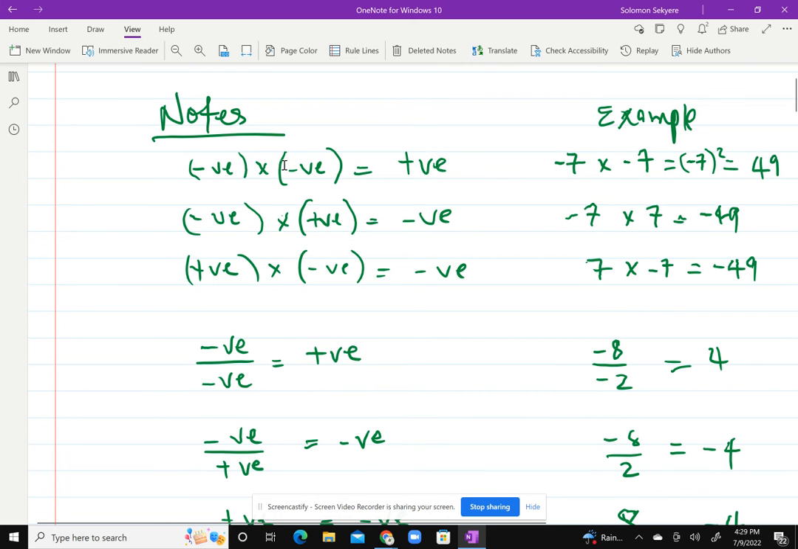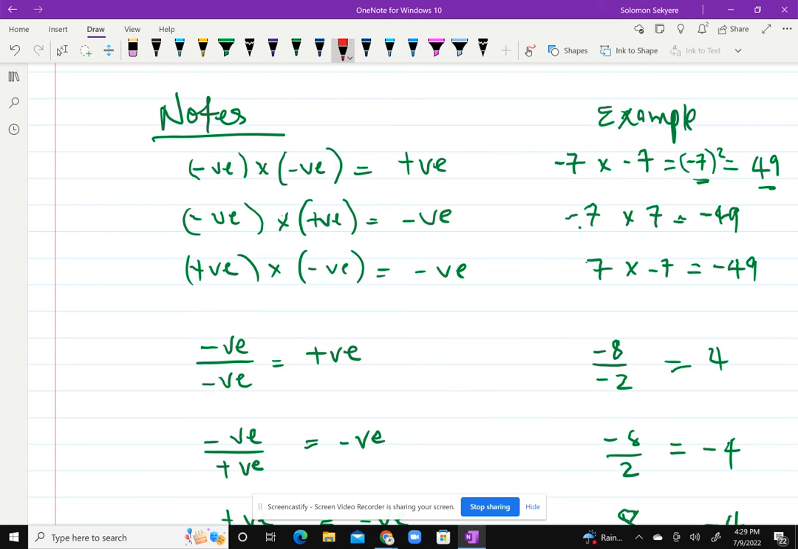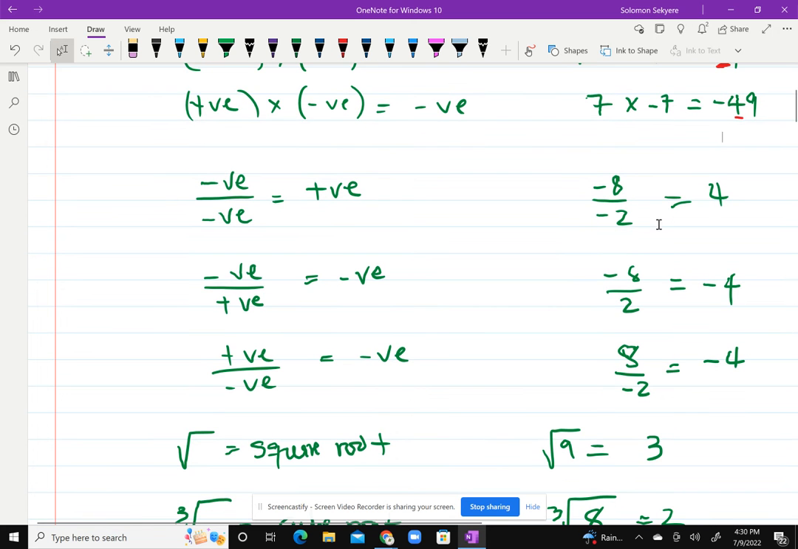Keep in mind a negative number times a negative number always gives you a positive number. For instance, negative 7 times negative 7, which is negative 7 squared, gives you a positive number. So two negative numbers multiplied give a positive number. But if you multiply a negative and a positive number, the answer will be negative. The same with division: if you divide two negative numbers, you get positive; if you divide a negative and a positive, you get negative. So keep that in mind.